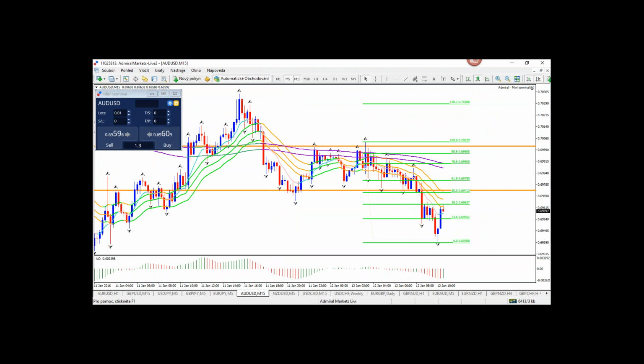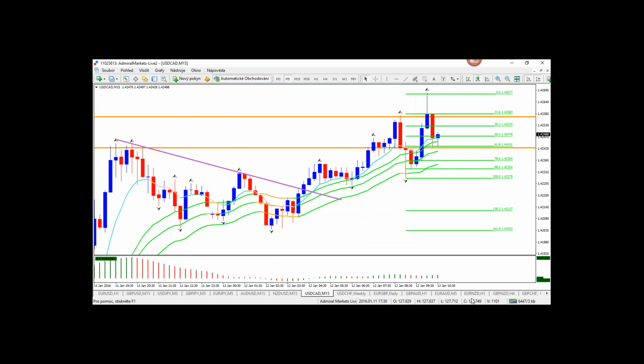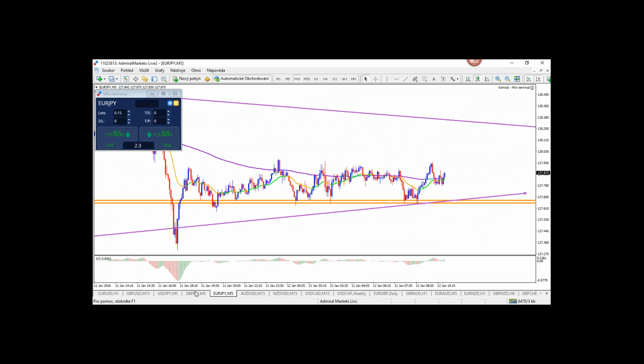And waiting for a continuation to the downside on the Aussie, waiting for a pullback to finish on the Kiwi, waiting for continuation on the dollar CAD perhaps. Will we get it? I don't know. Let's see. Same for the Euro Aussie or Euro New Zealand. Euro yen breakout if it happens. Pound yen probably breakout too of this bottom. Dollar yen breakout too if it happens.